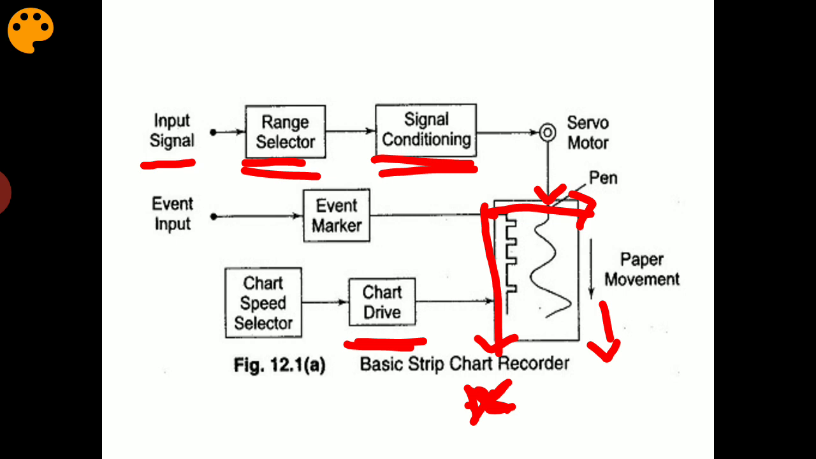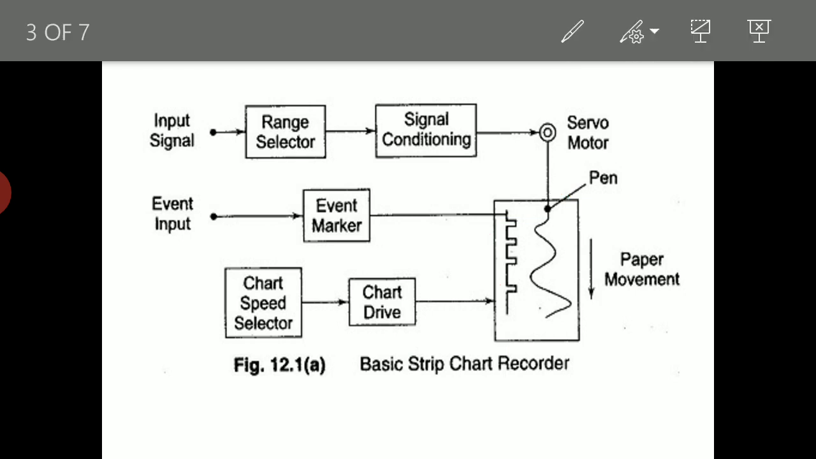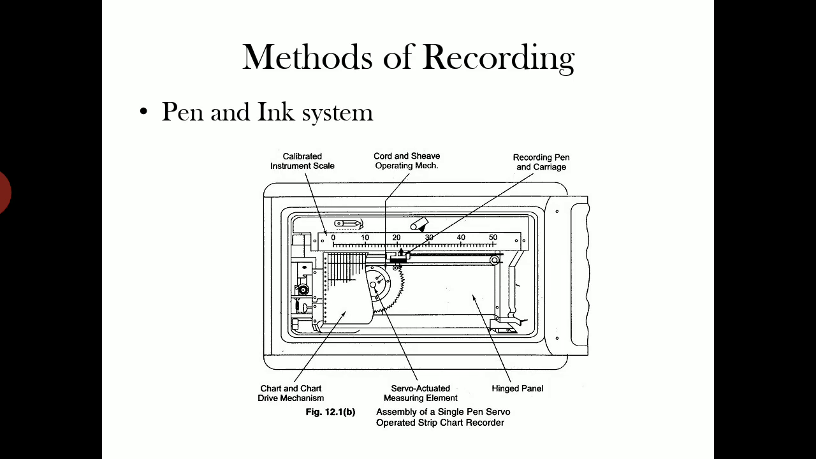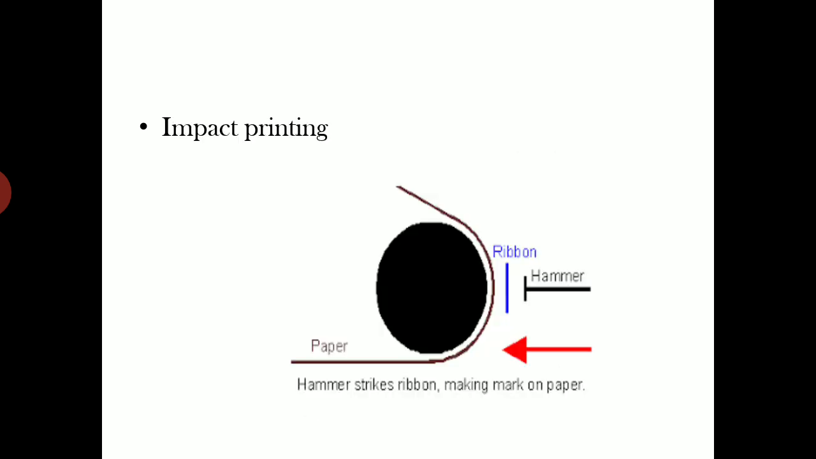The y-axis will record the amplitude of the signal. Now let us understand the methods of recording in a strip chart recorder. The first method is the pen and ink system. This is very much similar to the usual writing method that we adopt. Here we use a pen filled with ink which is used to draw over the chart. Any signal can be recorded using this method.